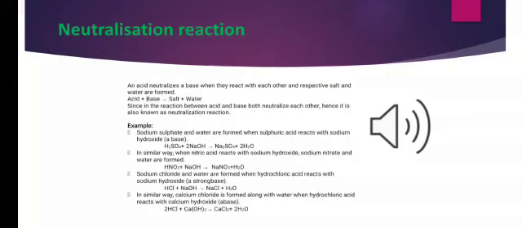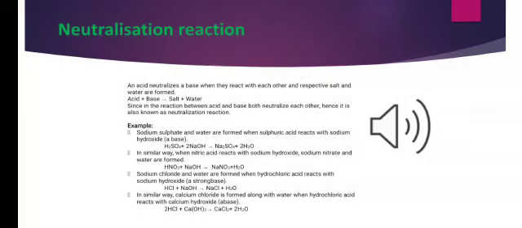We have more reactions here. Look at the reactions first. The reaction between nitric acid, HNO3, and sodium hydroxide gives sodium nitrate, NaNO3, plus water. Our HCl, when it combines with NaOH, gives us NaCl plus water. HCl plus calcium hydroxide, which is our base, when the two combine, they form calcium chloride and water.